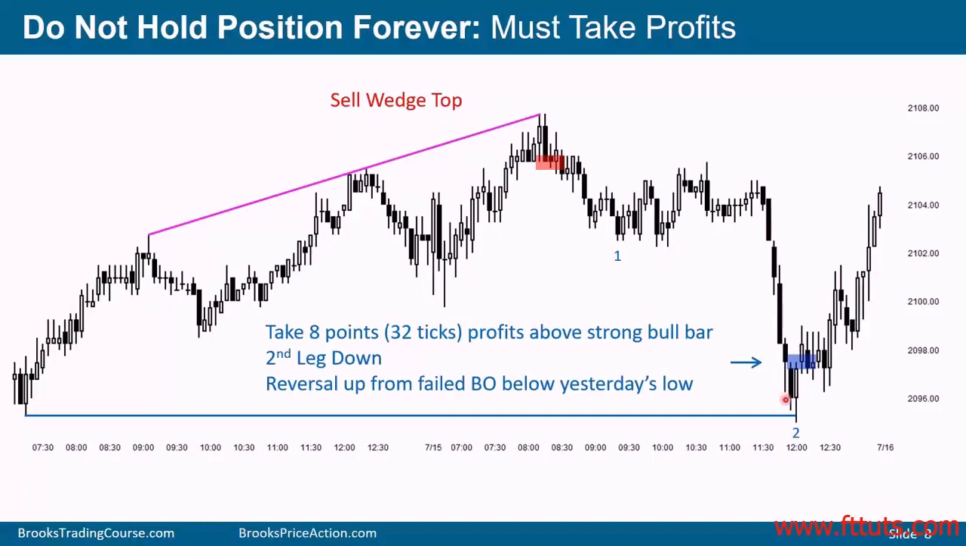Some bulls will hold short, and then when there's a strong bull bar, they'll buy more above the high of this bar, expecting the market to come back to their original entry price, which it ultimately did. If you sold here and you took profits here, you made about 8 points.